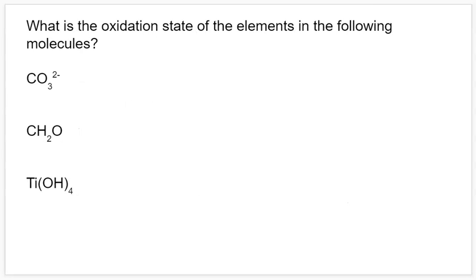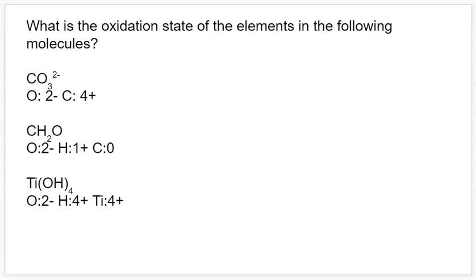All right, let's do some more practice. So what is the oxidation state of the elements in carbonate? This is formaldehyde, and then this is titanium hydroxide. I recommend that you pause the video and try this on your own.